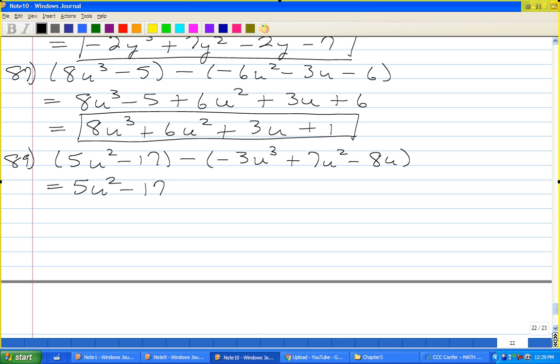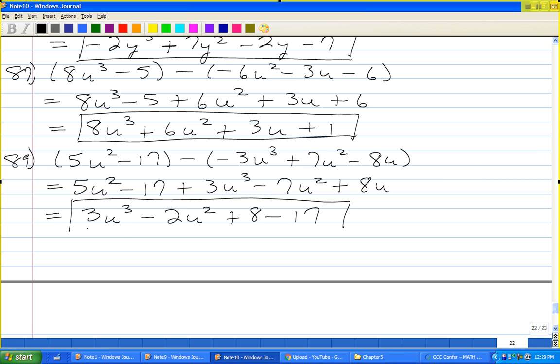Minus and minus become a plus 3u cubed minus 7u squared plus 8u is equal to 3u cubed. 5u squared minus 7u squared is minus 2u squared plus 8u minus 17. And so I've combined all like terms.